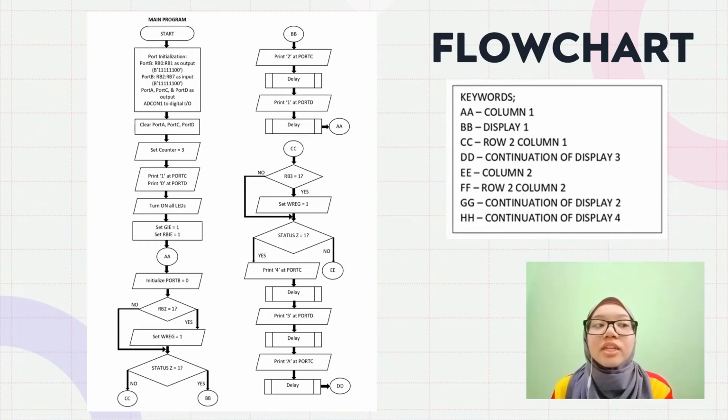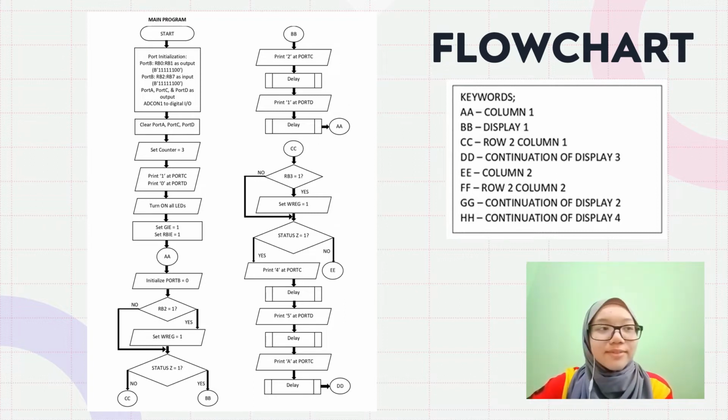If RB3 is equal to 1, we set the register at S1. After that, we check if status Z is equal to 1. If status Z is equal to 1, we print 4 at port C and have a delay, then print 5 at port D and have a delay routine, and print A at port C and have a delay routine, and we'll continue at the next page. If status Z is not equal to 1, we go to column 2.